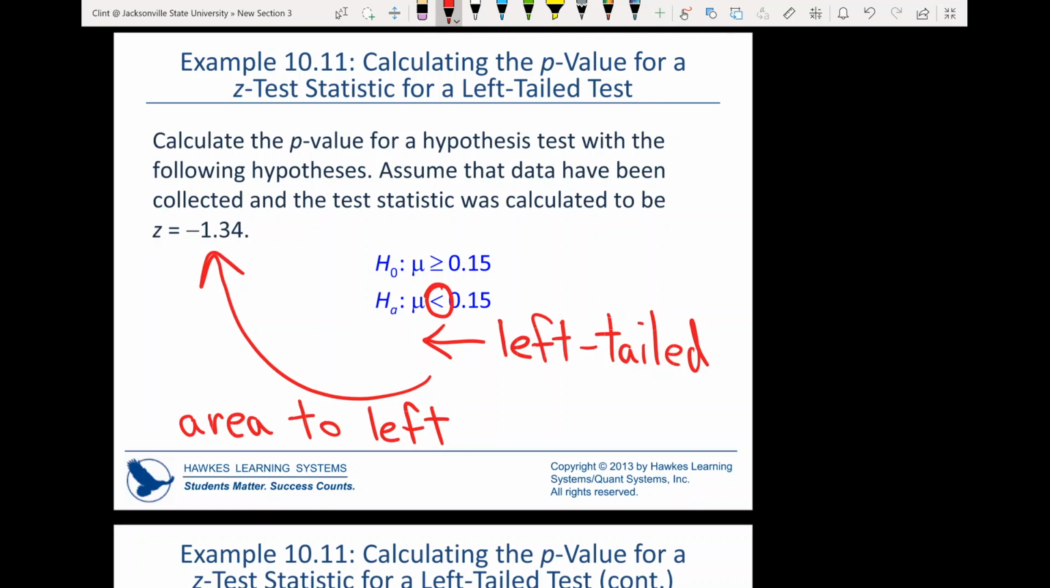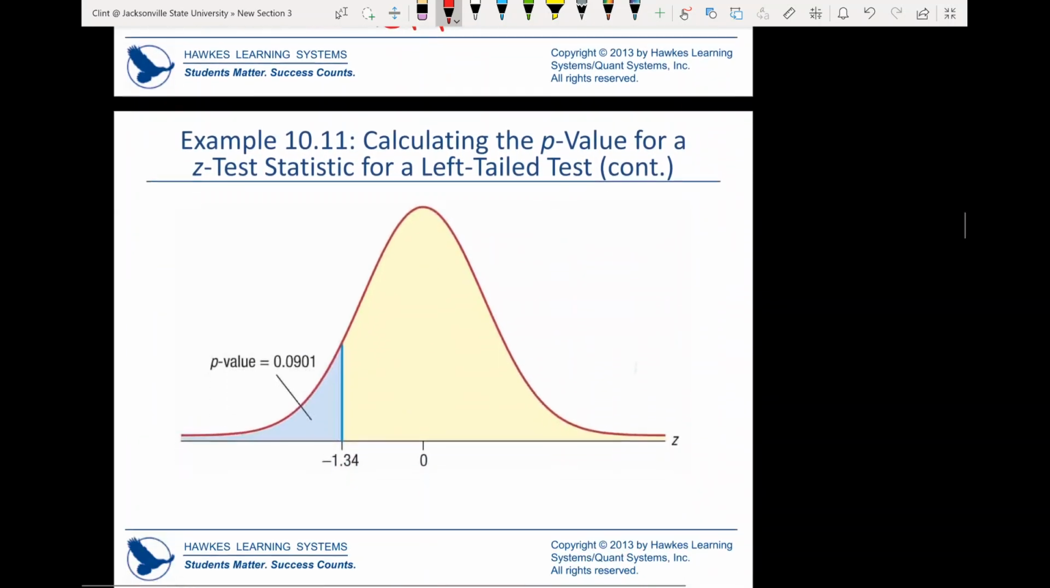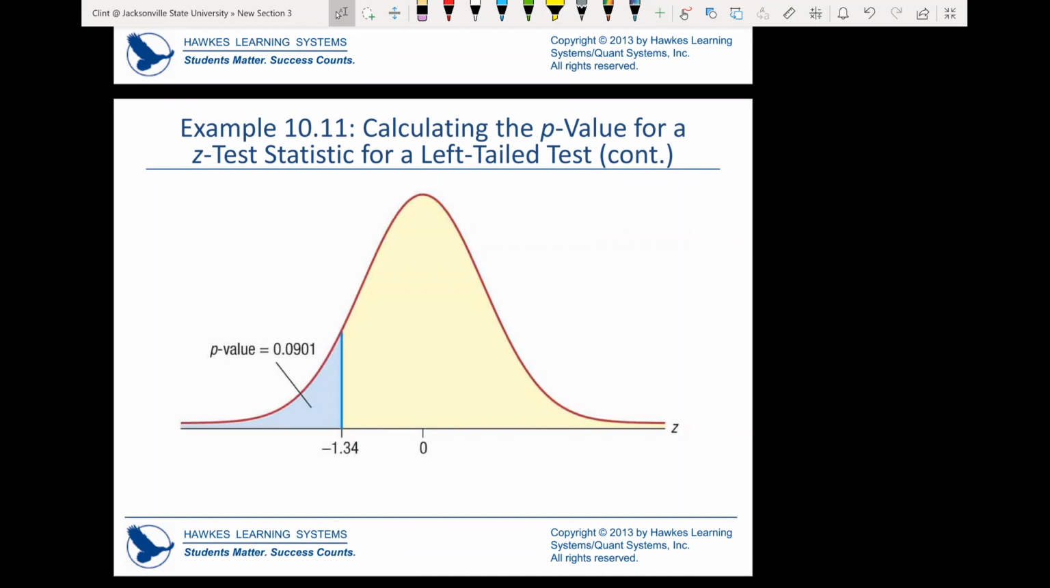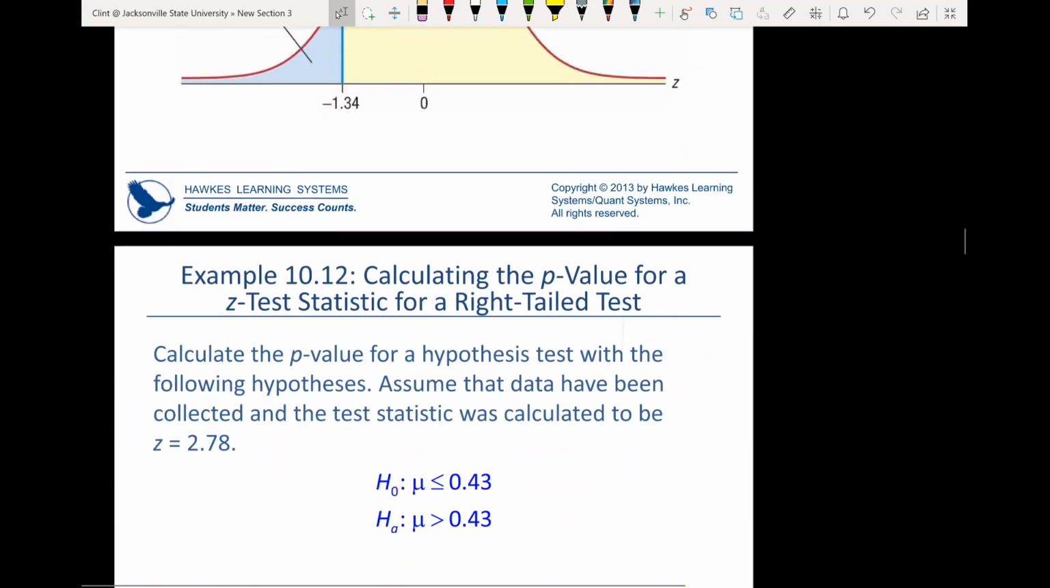left of negative 1.34. If we're using the tables we've been using, we just look up negative 1.34 in the table. If we do that, we get the area to the left of that test statistic, 0.0901, and that is our p-value for this test statistic, the p-value for this hypothesis test. Okay, just the area to the left because it was a left-tailed test. Okay, let's look at another one.